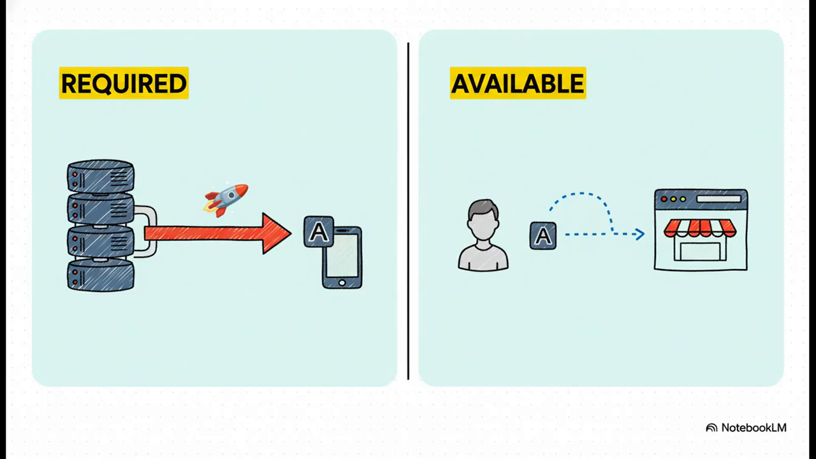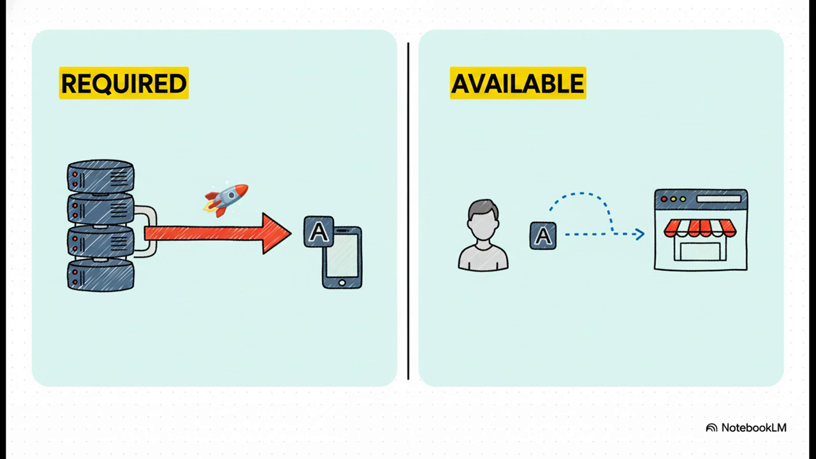So this brings us to a really key decision. How are you going to assign the app? You've got two main strategies. Required is the push method. The app just installs automatically, no questions asked. It's perfect for essential software like your VPN or antivirus. But, and this is important, the device has to be fully managed by Intune.